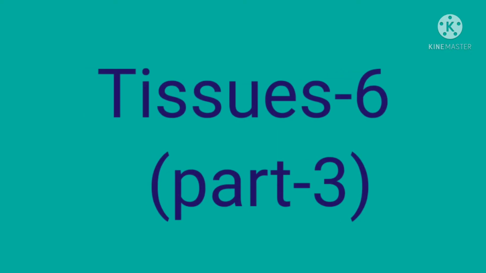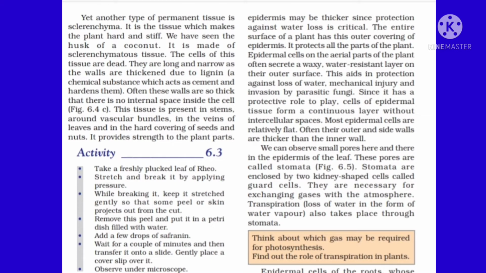Good morning, students. Today we continue the chapter Plant Tissues, part 3, on pages 72 and 73. In the previous class we discussed the type of permanent tissue called simple permanent tissue. Today we are going to learn about complex tissues.